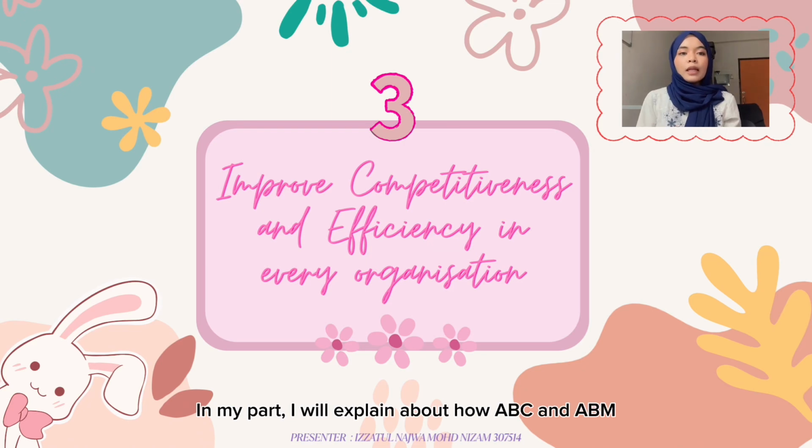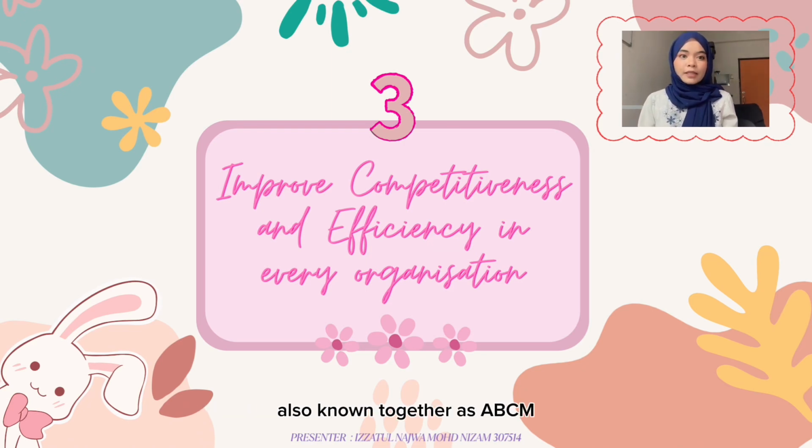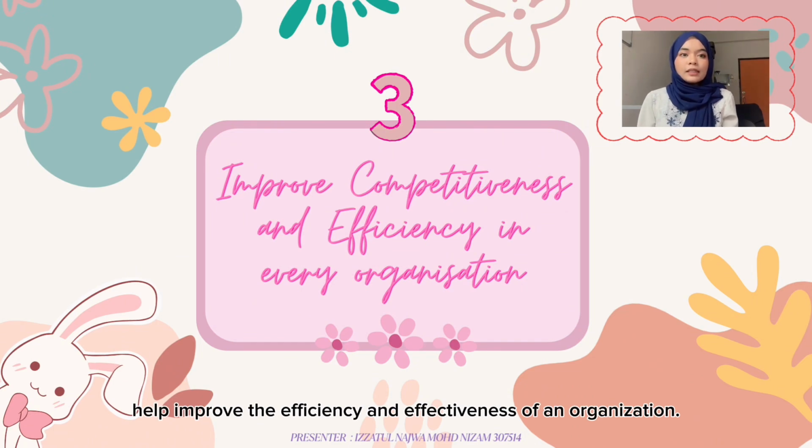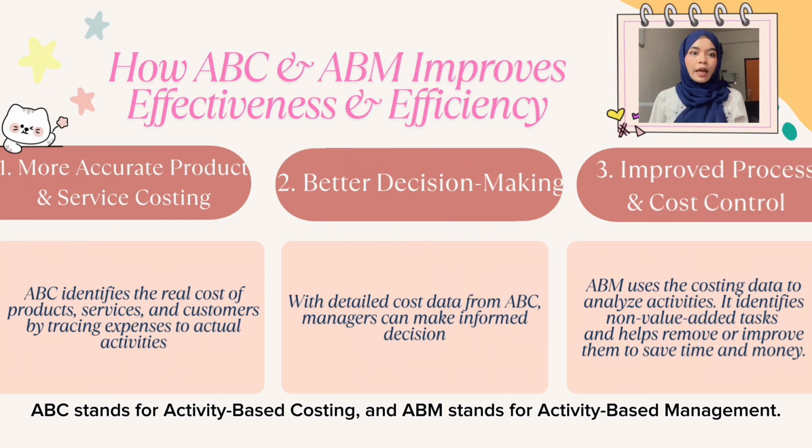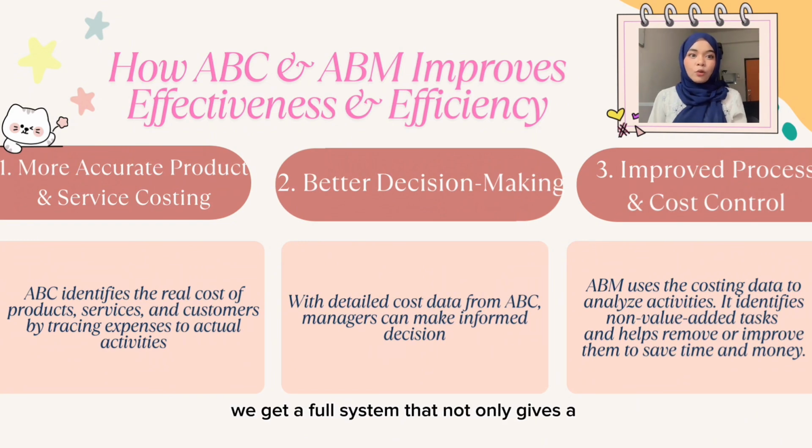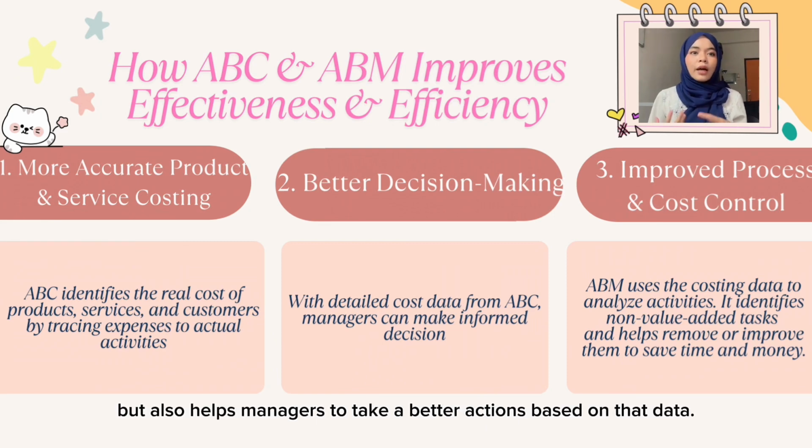In my part, I will explain how ABC and ABM, also known together as ABCM, help improve the efficiency and effectiveness of an organization. ABC stands for activity-based costing and ABM stands for activity-based management. But when we combine them, we get a full system that not only gives accurate cost information but also helps managers take better action based on the data.